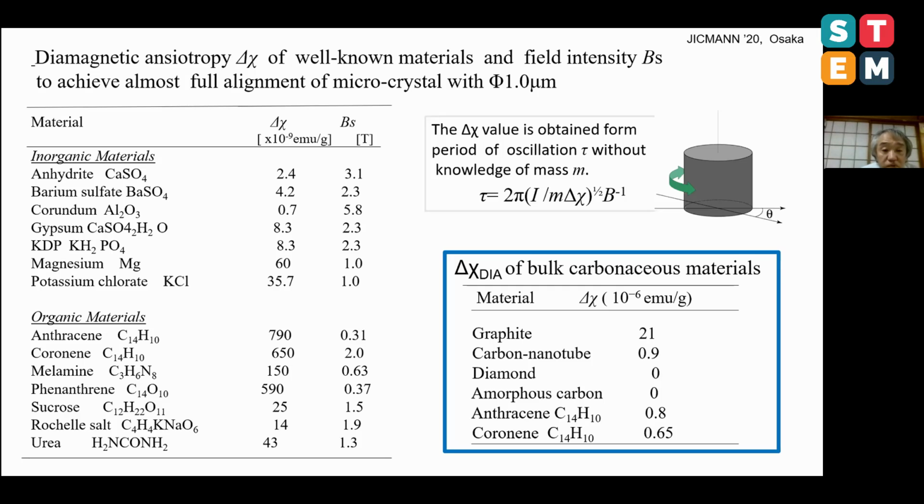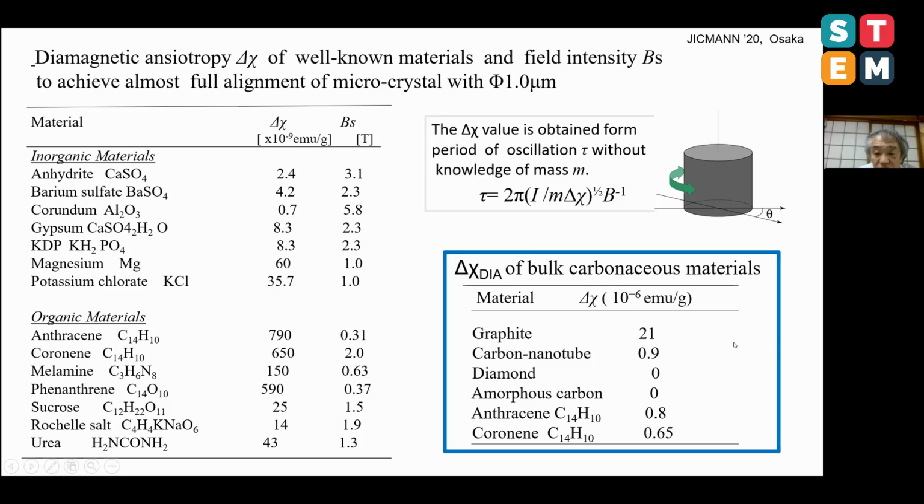And for each material, we calculated the field intensity to achieve full orientation of micro-sized materials. You can see that these values are in Teslas, and for most of the materials, you don't have to use a superconducting magnet. You can align the particles by an ordinary electromagnet or even a permanent magnet.